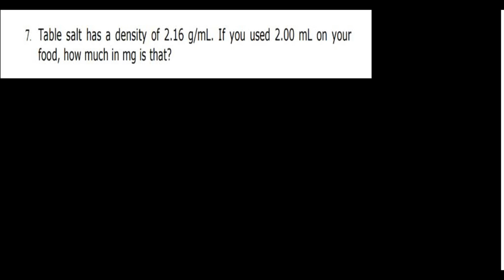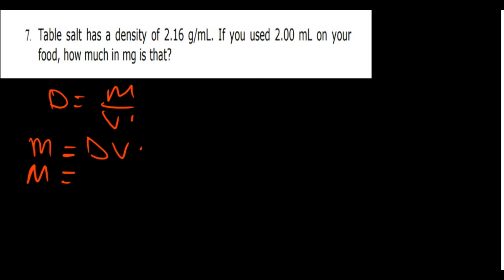We have the density. We know that the formula for density is mass divided by volume. We want to find the mass, so we are going to make mass the subject of the formula. It's going to be density times volume. So the mass will be 2.16 times the volume, which is 2. So my mass is going to be 2.16 times 2, which is 4.32 grams.